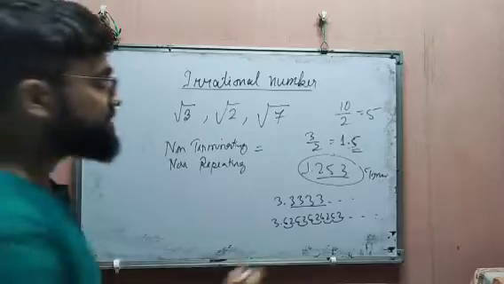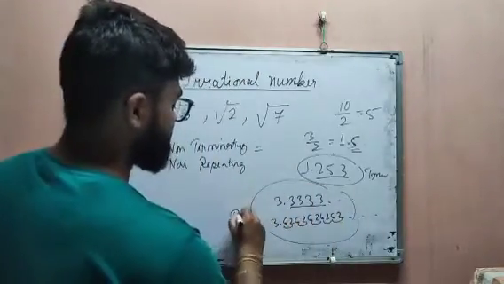Okay, so this type of number is called repeating.